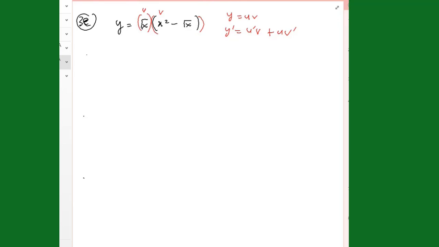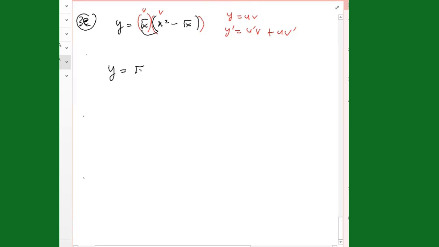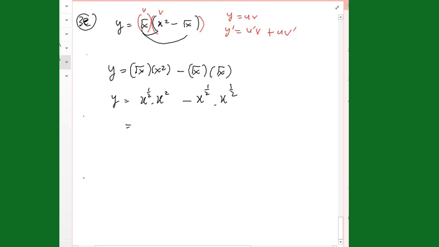Okay, so this is one of the methods using the product rule. The second method is, before you proceed, expand this times this. x times x squared minus root x times root x. Like that, expand. So this one, if I use indices, this is x power half, x power half. This is half plus 2. Okay, what do we get? x power 5/2. This is half plus half, 1.